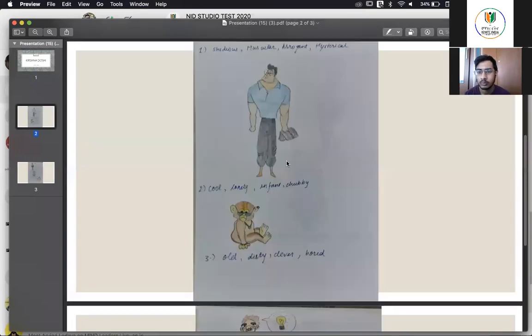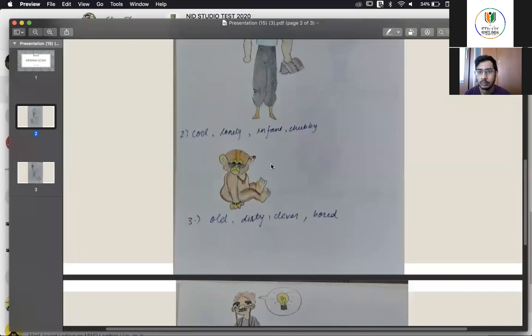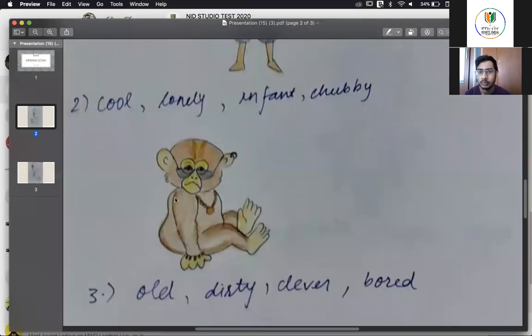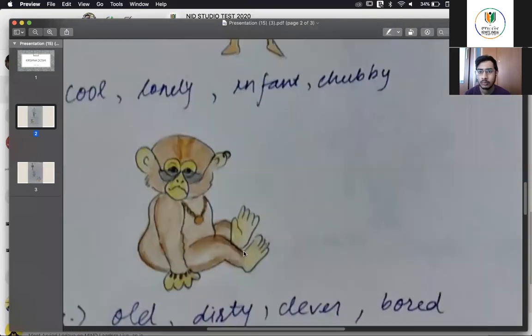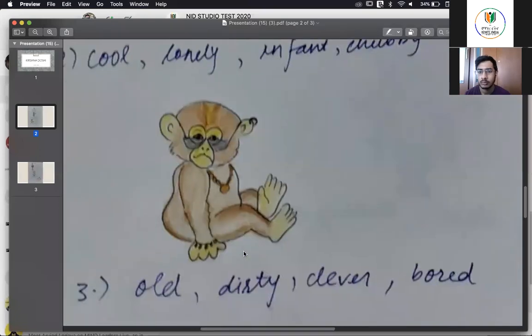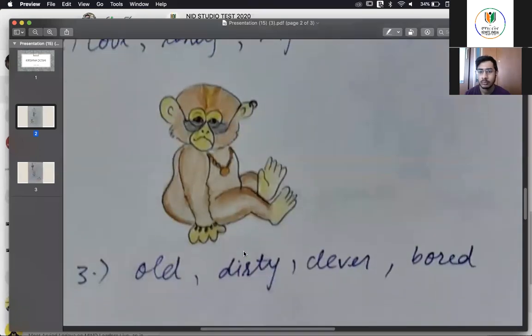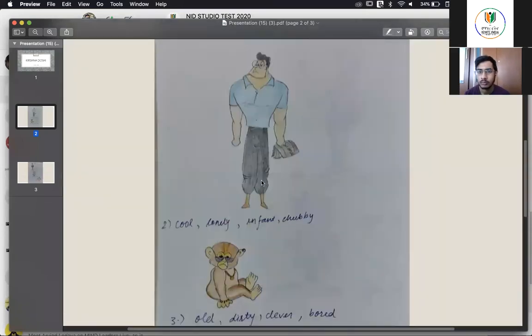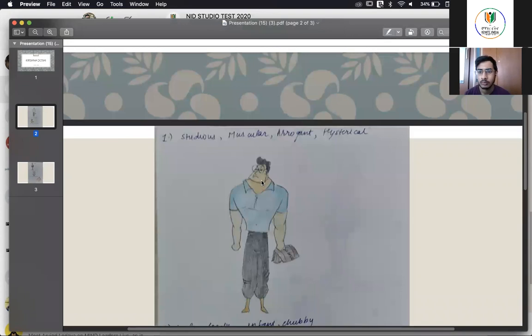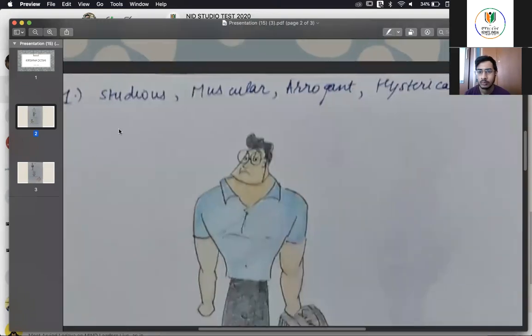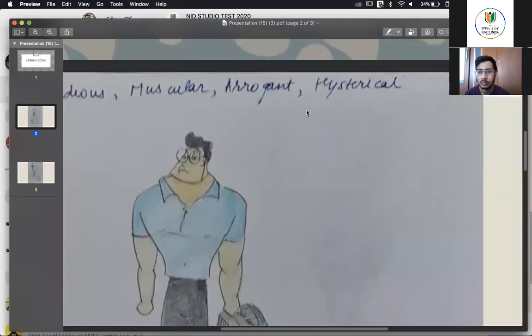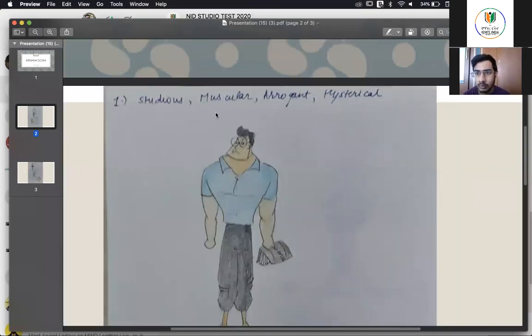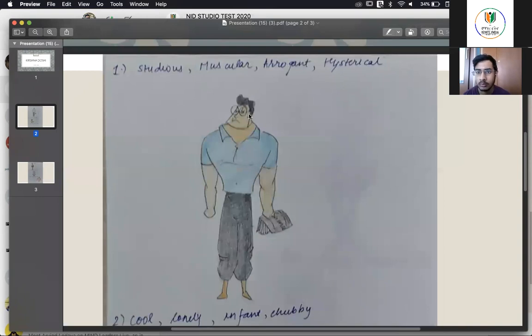Yes, sir. Like physical appearance, this is a completely different entity. So this will work fine. I don't know what it is, but it's looking nice anyway. So let's see that. Cool. Who is that? Krishna. Yes. Muscular, arrogant. Studious and muscular. Where did you find this combination?